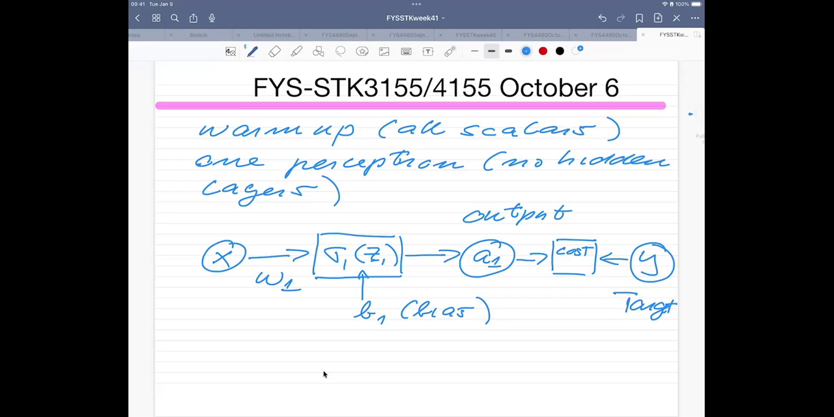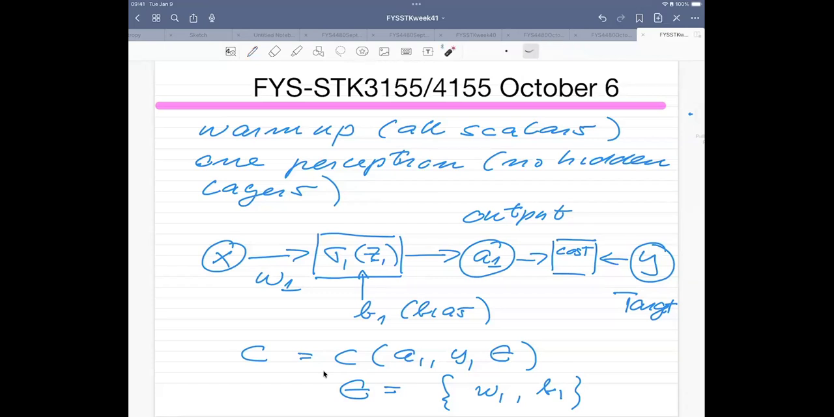So we are going now to have a cost function c, which is a function of this a1 of y and the parameters theta, where theta now is a collective container for w1 and b1. This is essentially the same way we are going to set up the code for a neural network. So you're going to define a cost function which receives an input from your model. So what you have here, these steps here, this is your model.